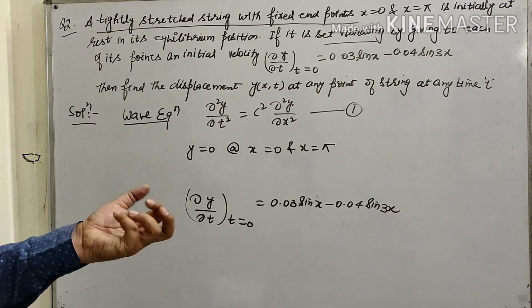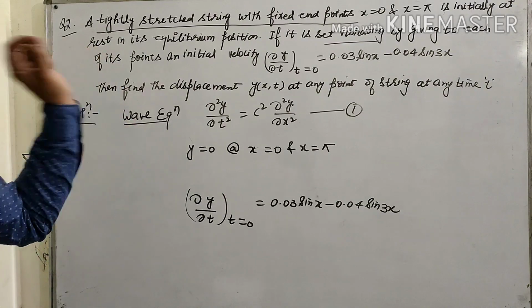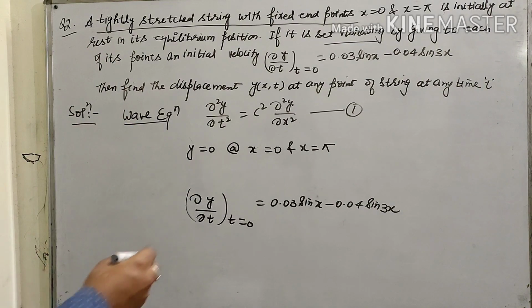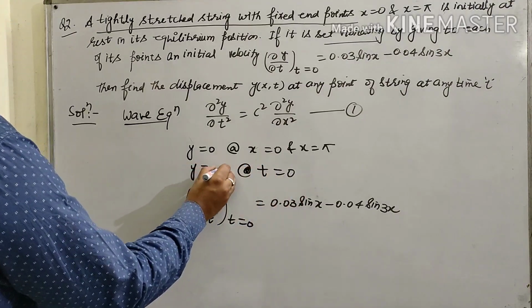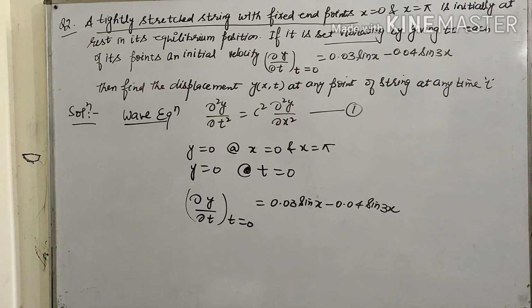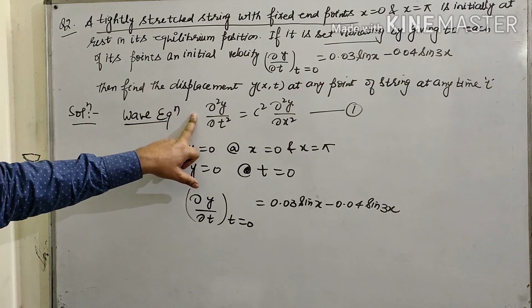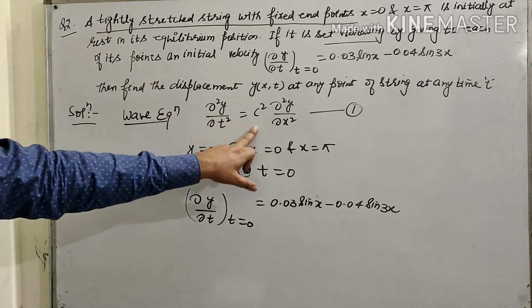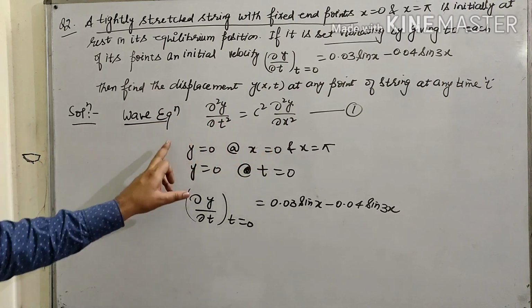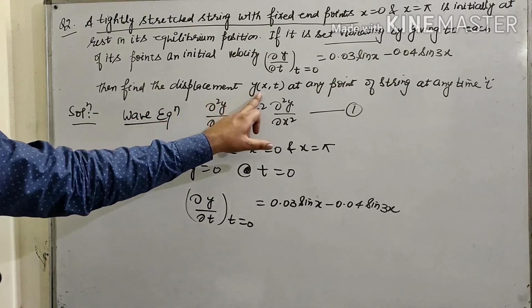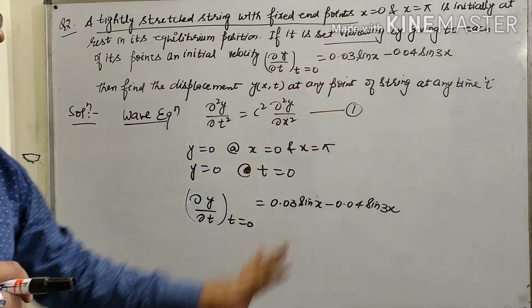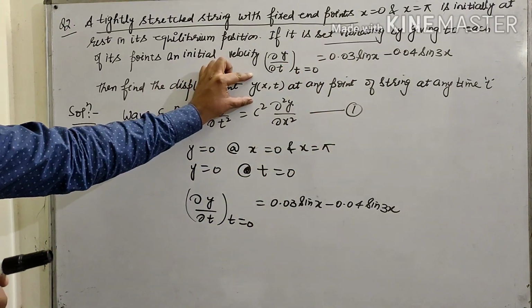At the initial time t equals 0, what should be the value of y? At t equals 0, y is also equal to 0 because it is at rest. We have the wave equation del 2y over del t square equals c square del 2y over del x square and 4 initial boundary conditions, and we have to find the displacement y(x,t) at any point of the string at that time t, that is we have to find the value of y.